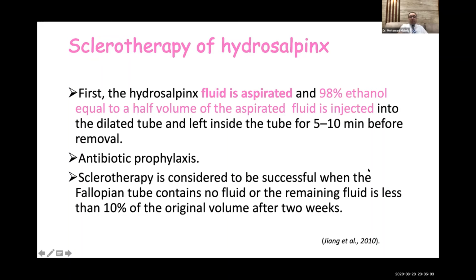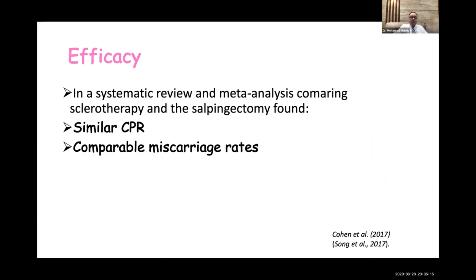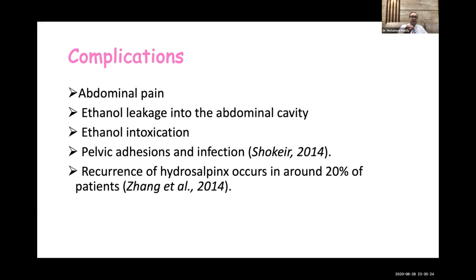Sclerotherapy is considered successful when the fallopian tube contains no fluid or less than 10% of the previous amount of fluid, assessed 2 weeks after the procedure. Efficacy: it has a similar clinical pregnancy rate and comparable miscarriage rate compared with salpingectomy, but a higher level of complications. It leads to abdominal pain. If ethanol leaks into the abdominal cavity, it's very painful and may lead to ethanol intoxication. Also pelvic adhesions and infection. Recurrence of hydrosalpinx occurs in about 20%, which is a high percentage.